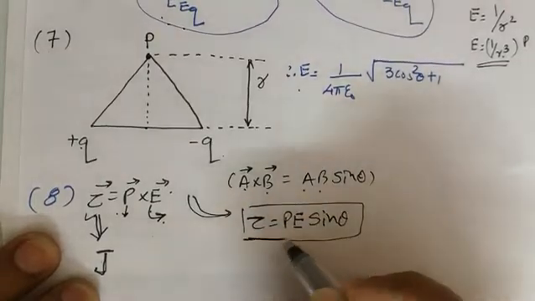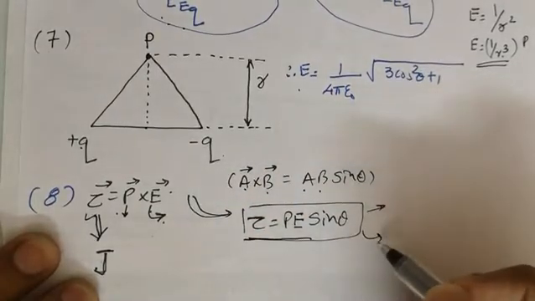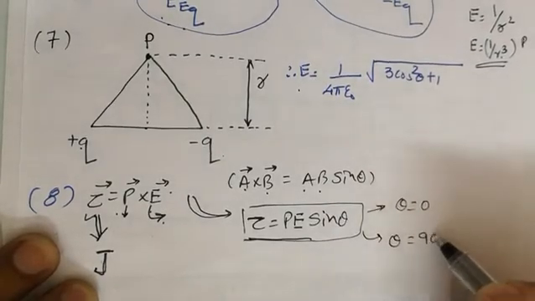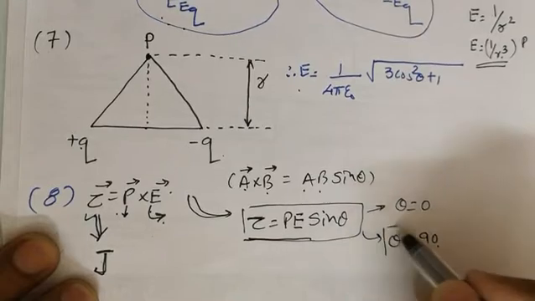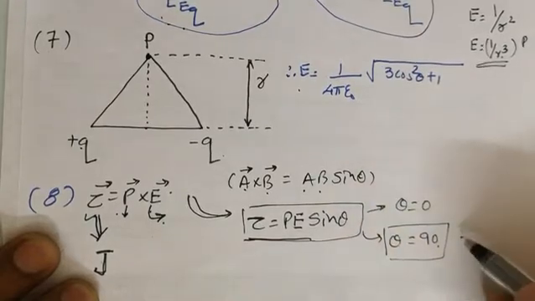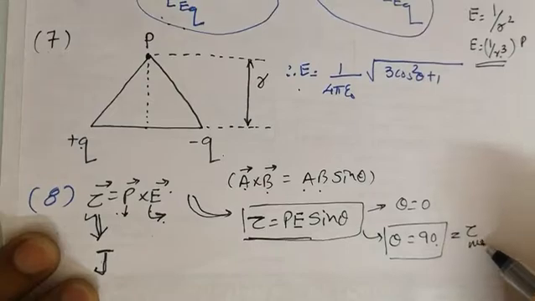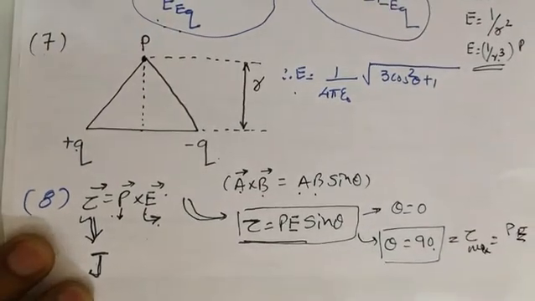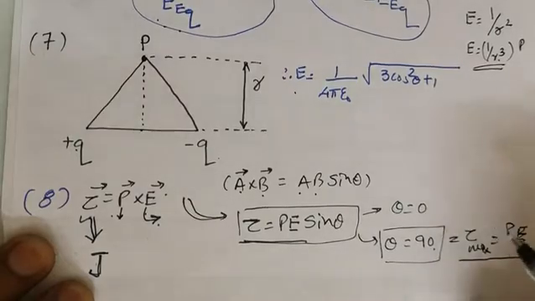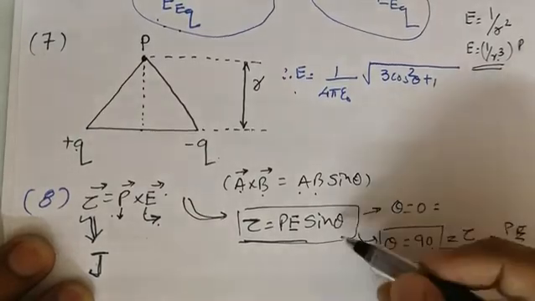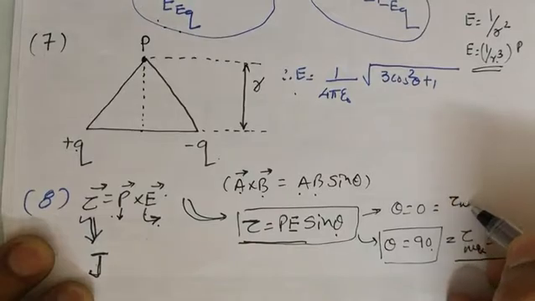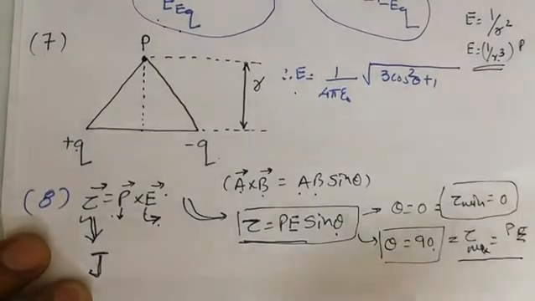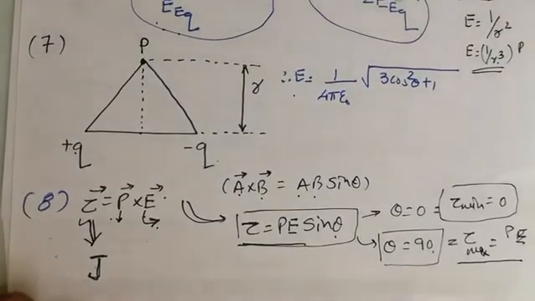Whenever such an angle is there, a very common question can be asked: theta equals 0 or theta equals 90 degrees. Whenever theta equals 90 degrees, we can say that tau maximum will be there, because the value of sine 90 is 1. So it is tau maximum. Whenever theta equals 0, sine 0 is 0, so it is tau minimum. So torque has the unit joule.